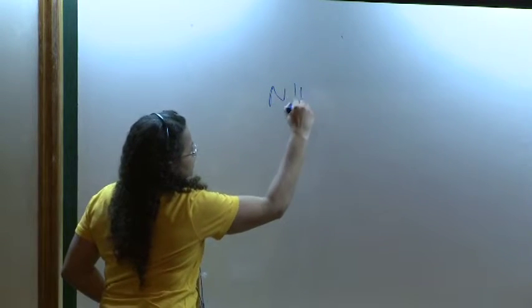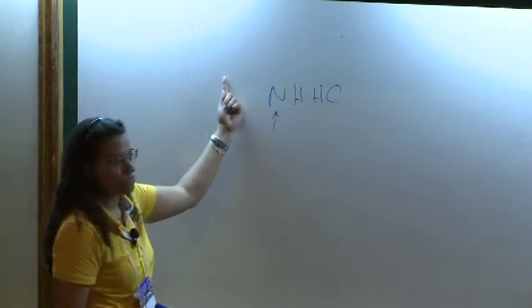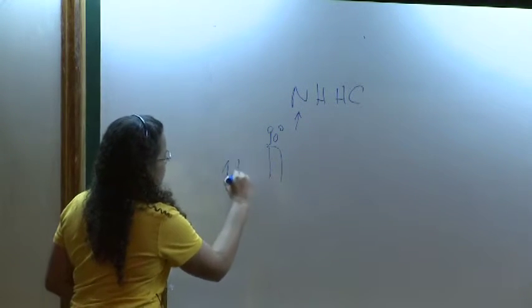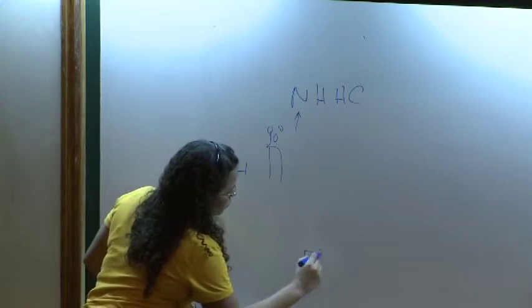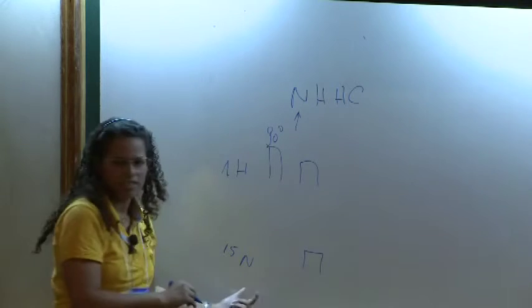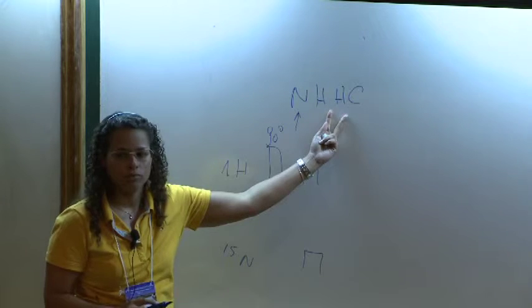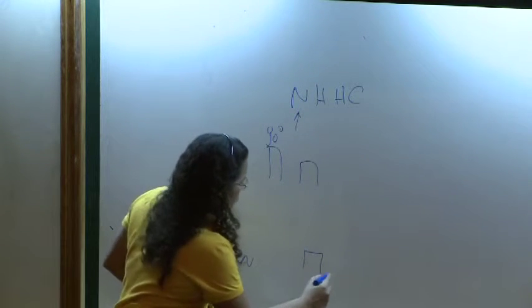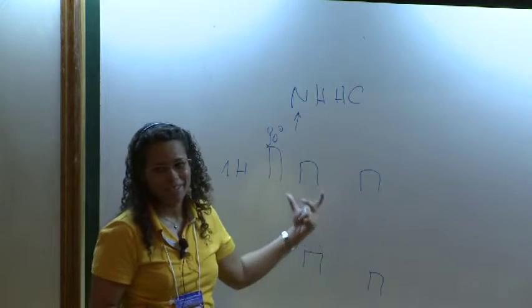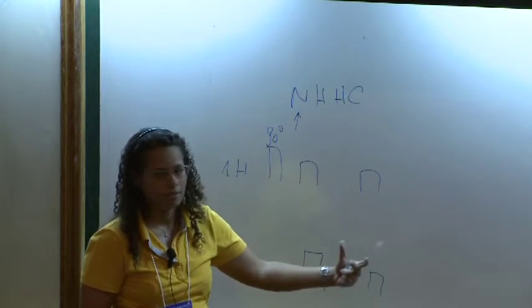I have NHHC. That means that I have the magnetization from proton to nitrogen. So I have a 90 degree pulse here on proton. And I have it go to nitrogen. Can you see here? To nitrogen. And I have transferring back to proton. So I can have another one here. And the problem in this sequence is that I have several cross-polarizations, so I'm missing magnetization at the end.